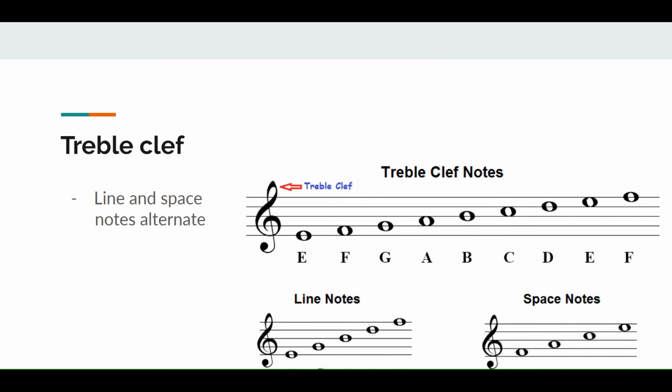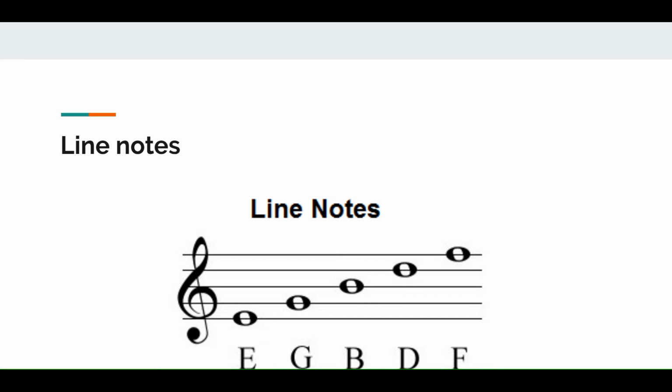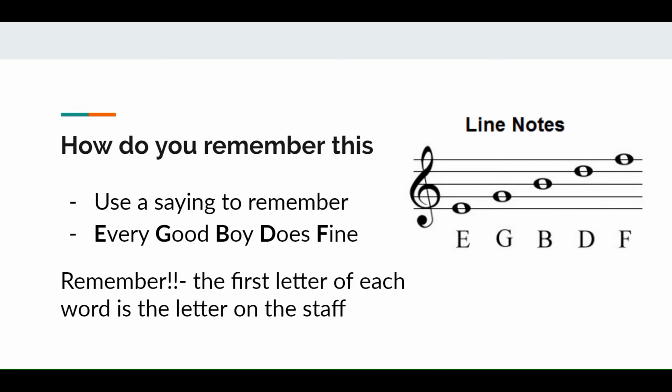So here are all the treble clef notes, and you'll notice that all of the notes alternate. So the next note after E would be F, which is a space note. The next note after F is G, which is a line note. So first you have the line notes. So how do you remember this? Use the saying, every good boy does fine, where the first letter of each word represents the note on the staff.